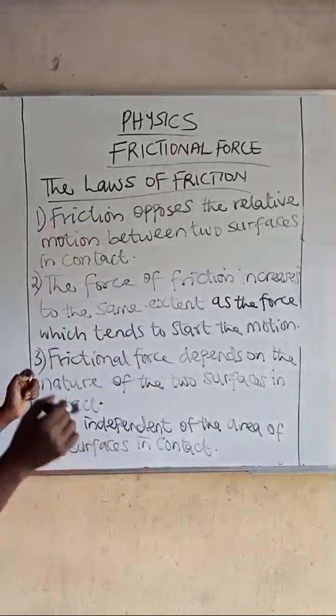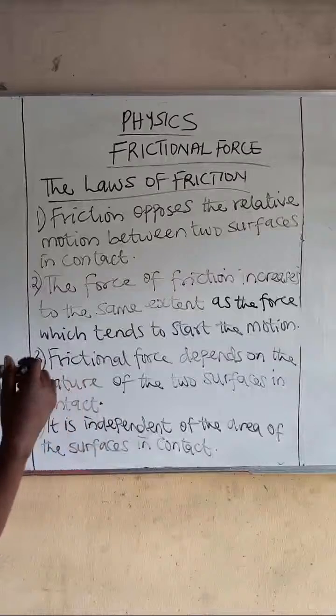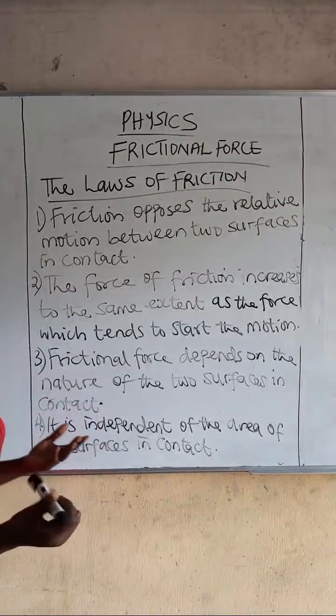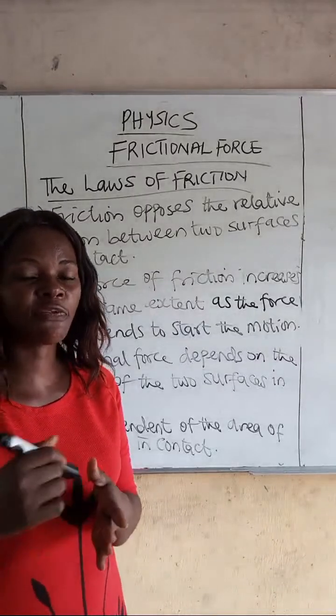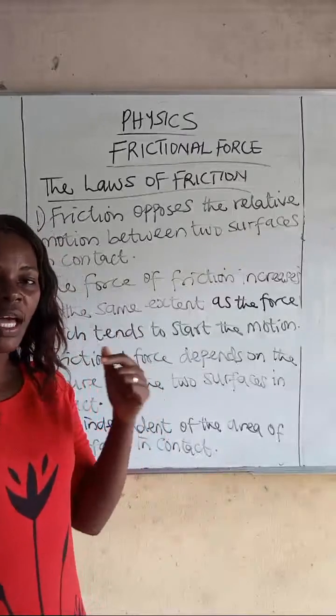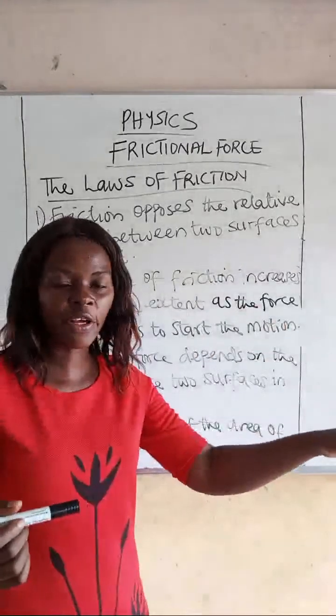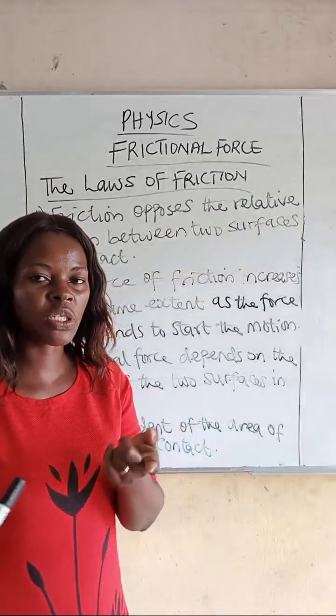Number two, the force of friction increases to the same extent as the force which tends to start the motion. So the rate at which the force of friction increases is the same as the force which starts the motion. And the force that starts the motion is the force that's dragging that object to its own direction. So friction is also going its own direction, which is opposite to the other.